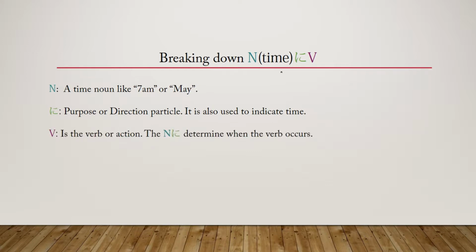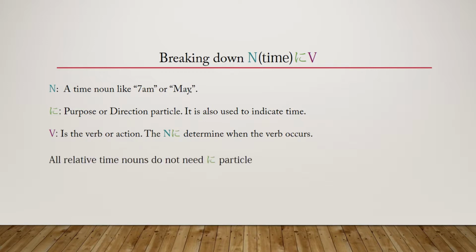Okay, and then we have the verb. Now, the verb is going to be the action or whatever is going to happen at that time. So if you said that in June, I'm going to run a marathon, running that marathon, that's your verb. That's your phrase that's going to happen at that time. That's what the noun time ni is describing, when are you going to run the marathon.